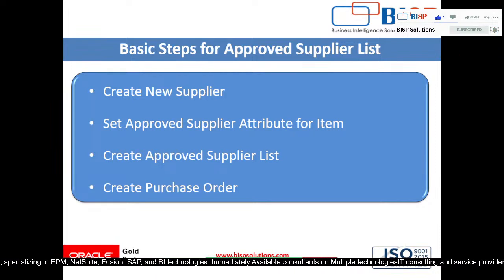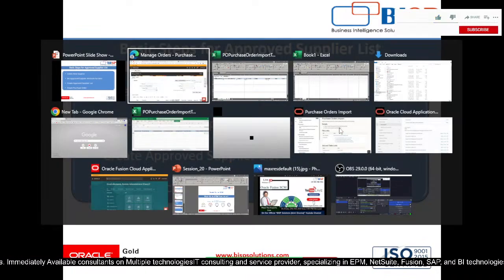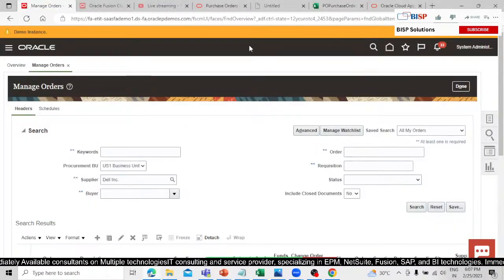Now let's set the approval supplier attribute for the item. And we can create the supplier list and we can create the purchase order. And we already saw how to create this purchase order. So let's set the approval attribute at the item level. We can set it at both, right?